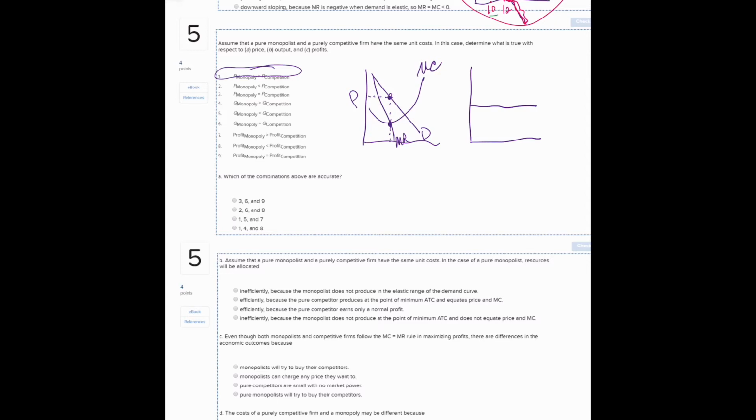The perfectly competitive firm has this flat elastic demand curve. They're going to produce where marginal cost is equal to marginal revenue. And so that's going to be marginal revenue.